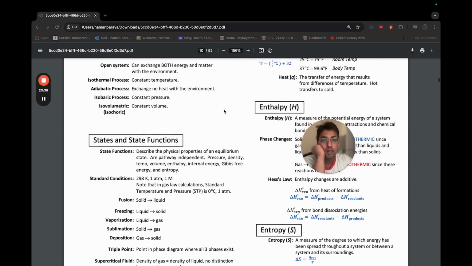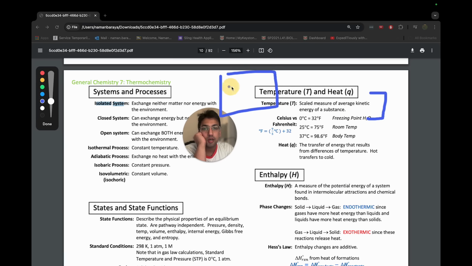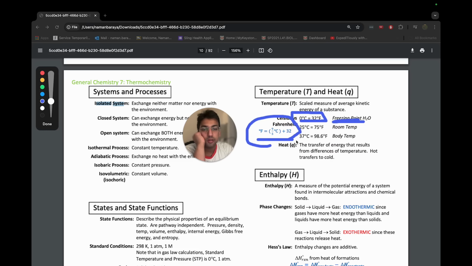Okay, next we have temperature and heat. So temperature is the measure of the average kinetic energy of a substance. So you can imagine this is a box and these are all the particles, and if they're moving around really quickly, that means that there's a high temperature. If they're moving around really slowly, then that's a low temperature, and that's kind of how you can measure what temperature is. This is just helpful points to remember. I try to remember body temperature is 37 degrees or 98.6, and I also remember 0 degrees or 32 degrees is freezing. This is the equation, not too high yield that you know this equation.